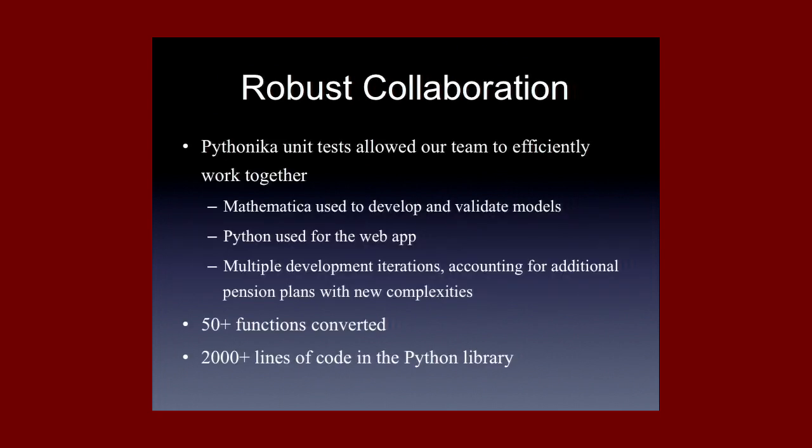So what this allowed us to do was to make a robust collaboration together, with Mathematica for rapid prototyping and development and Python for the web application development. And this wasn't just a single iteration of writing at one time, but writing it over multiple iterations as we accounted for the new policies and for additional pension plans and their extremely difficult complexities. Over 50 functions were converted this way, and the Python library is over 2,000 lines of code. So it was quite an endeavor when it was all said and done.